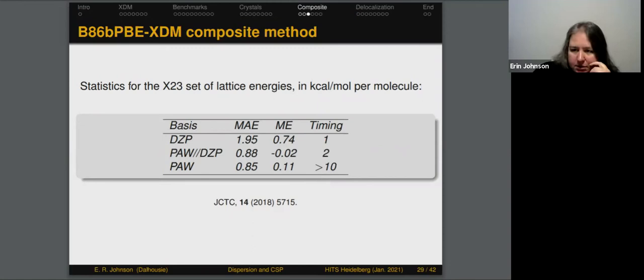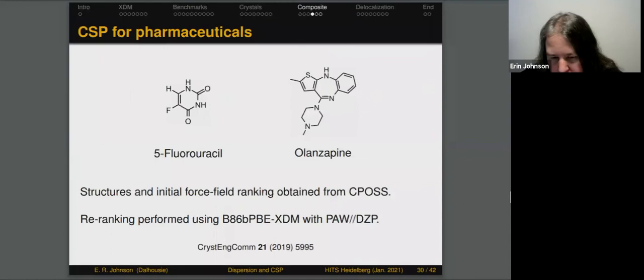So we hope to be able to use the composite method to increase the efficiency of molecular crystal structure prediction. To illustrate the power of the composite method, we're going to consider crystal structure prediction for a couple of active pharmaceutical ingredients. For these two compounds, 5-fluorouracil and olanzapine, we obtained structures and initial force field rankings from Sally Price's online database. And we then performed re-ranking using our composite approach.